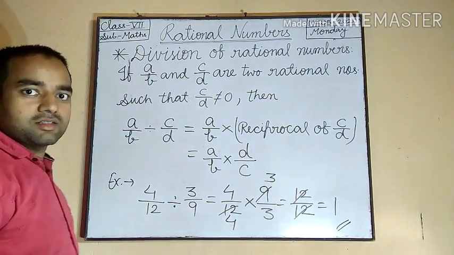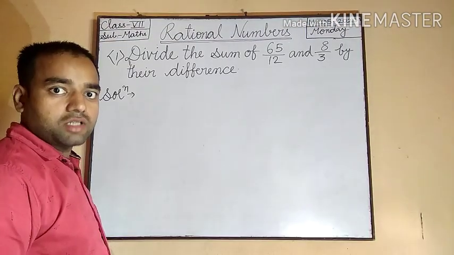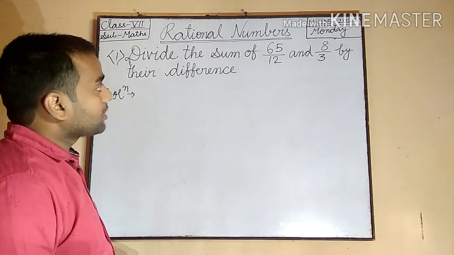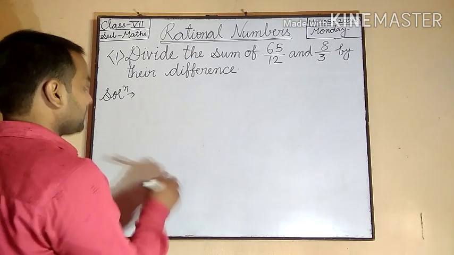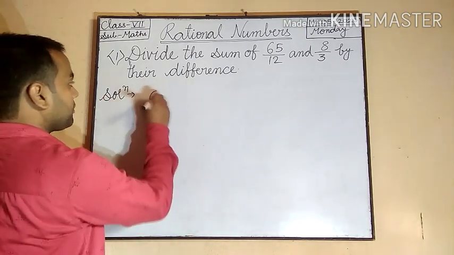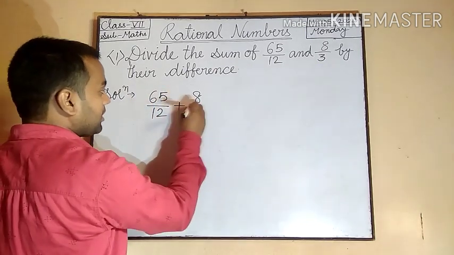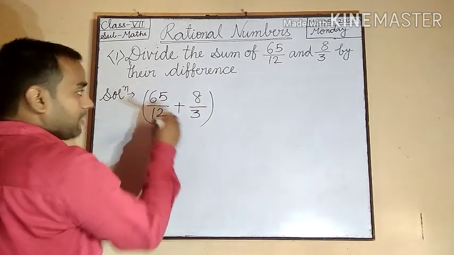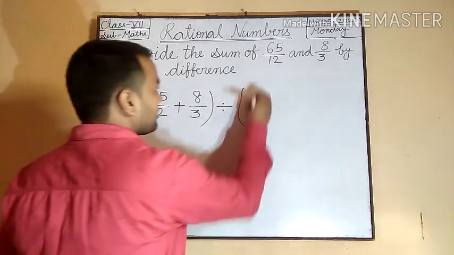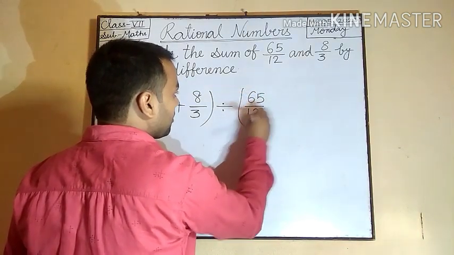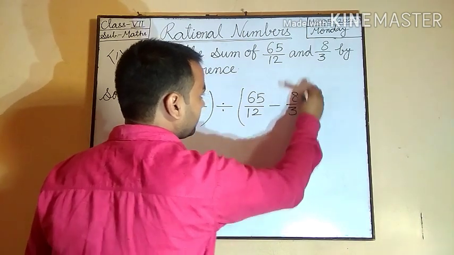Now let us discuss some questions. Question number 1. In the first question, divide the sum of 65 by 12 and 8 by 3 by their difference. First, rewrite in numerals 65 upon 12. Sum is plus sign, 8 by 3. Divided by, write the divide symbol. Their difference means 65 by 12, difference is the minus sign, 8 by 3.